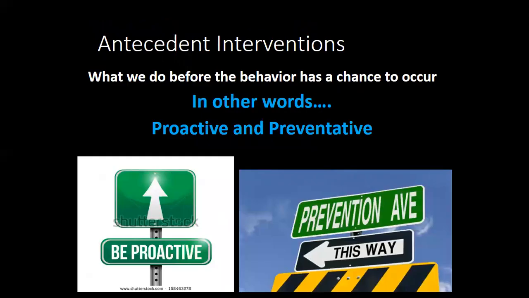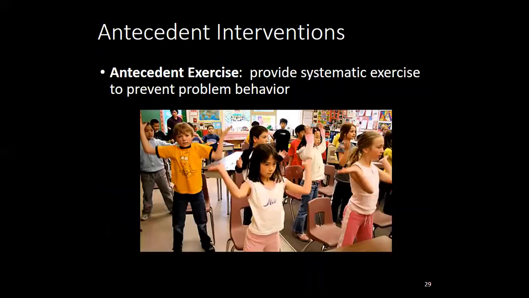That's right. So in antecedent interventions, we can use them to change behavior before it even occurs by being proactive and preventative. Antecedent interventions are used to prevent problem behaviors from ever occurring. We can use things like antecedent exercise. This provides systematic exercise to prevent those problem behaviors. Some teachers use things like Go Noodle or yoga to help their students to get out the wiggles before they engage in long stretches of instructional activities.